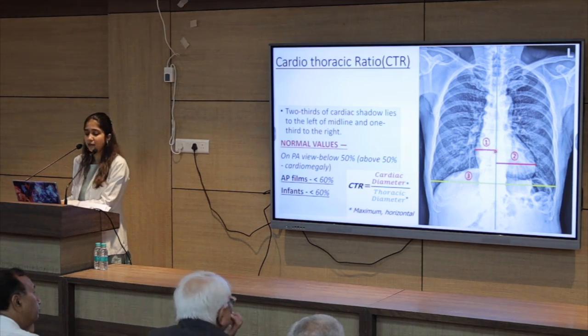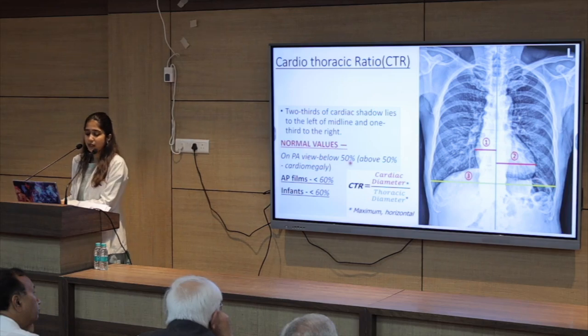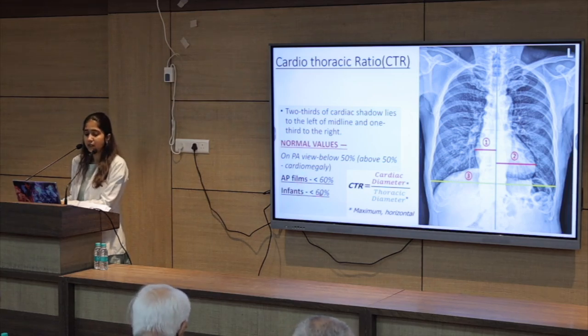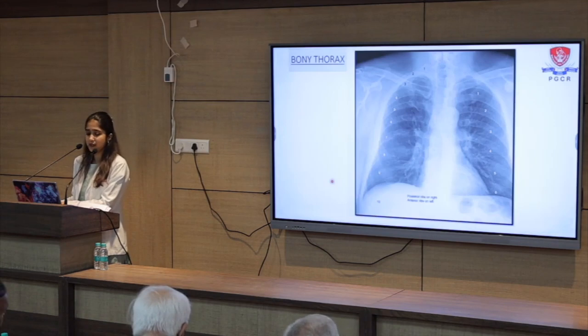The first is the maximum diameter from the midline to the outermost part of the right heart border, and the second is the maximum diameter from the midline to the outermost part of the left heart border. We'll add these values and divide this by the maximum thoracic diameter. If this is less than 50%, it is normal, whereas if it is more than 50%, it is cardiomegaly. These are the dimensions for a PA radiograph. If it is an AP film or an infant, then we take the cutoff as 60%.